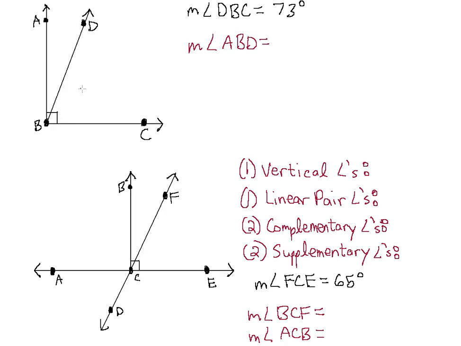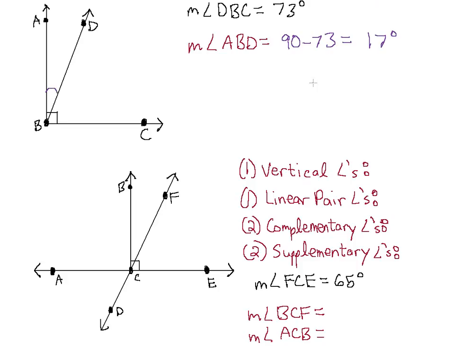Now this is a definition of a complementary angle, or a pair of complementary angles. We know that ABD plus DBC is going to equal ABC. And we know ABC is 90 degrees because it is a right angle. So to find ABD, we simply subtract 73 degrees from 90. And that'll give us 17 degrees, which is this angle right here.